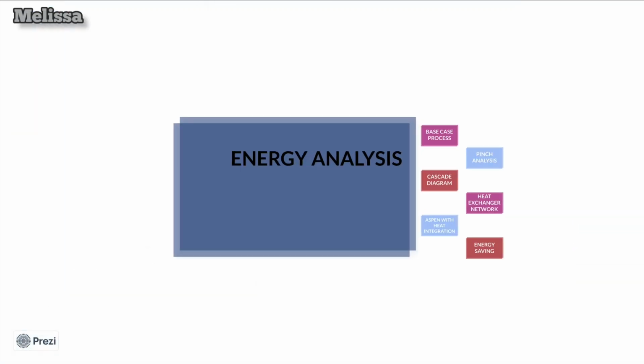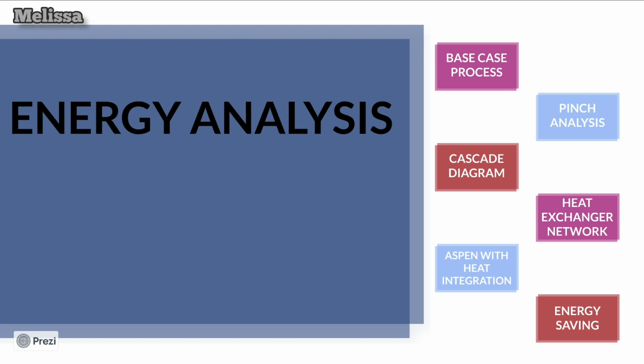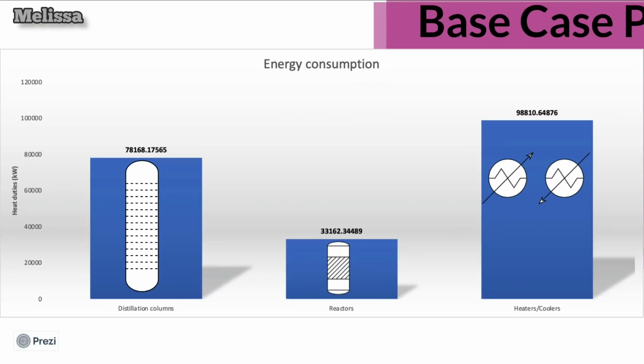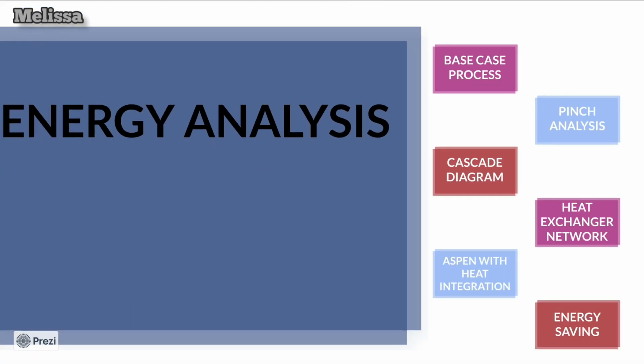We conducted an energy analysis based on the Aspen base case process. Heaters and coolers have been identified as the main areas in the process that consume or generate a significant amount of energy compared to the distillation columns and the reactors. The aim of the heat integration is to reduce the amount of energy and resources used in the production processes while maintaining high quality and efficiency.